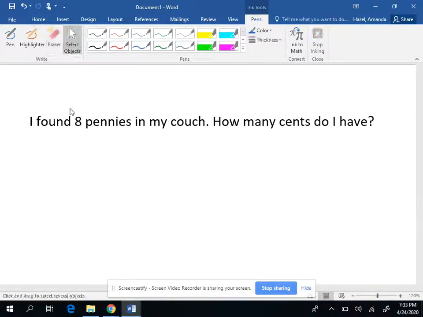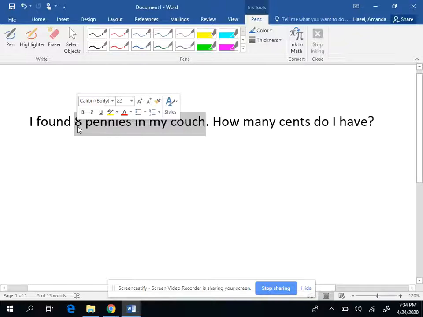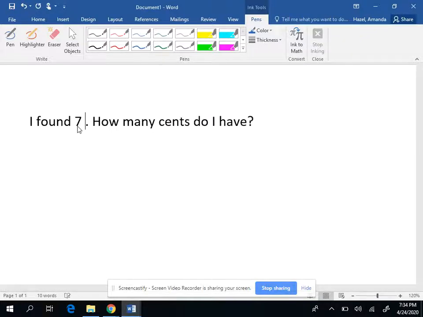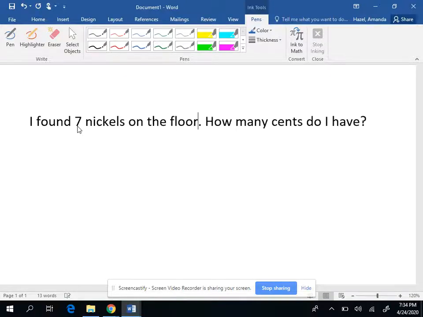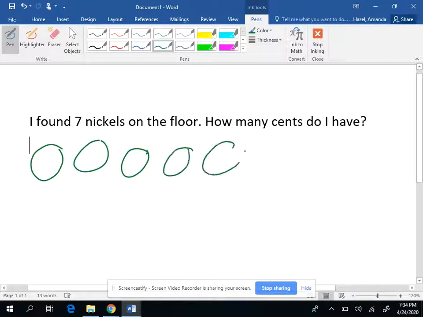All right. Now, I'm at the grocery store. And of course, I have my mask on. I found 7 nickels on the floor. How many cents do I have? 7 nickels. 1, 2, 3, 4, 5, 6, 7. How many cents are in 1 nickel? 5. I'm writing 5.